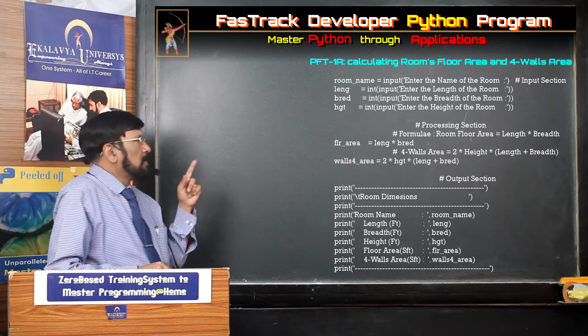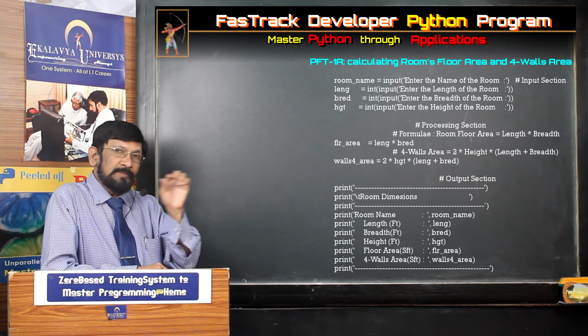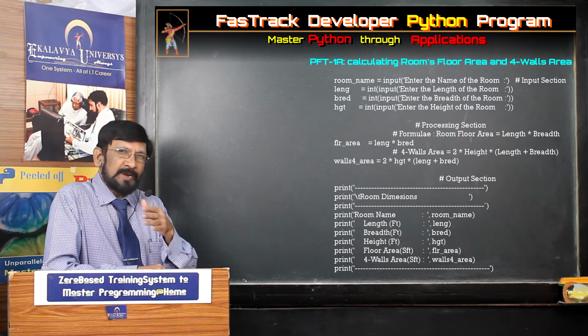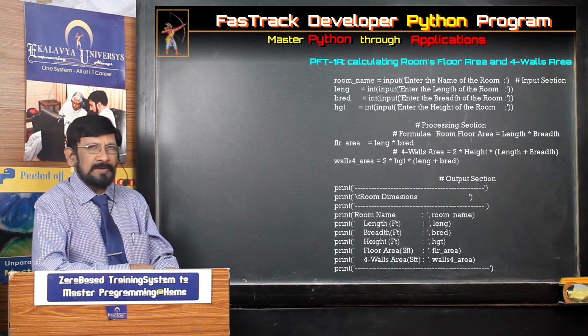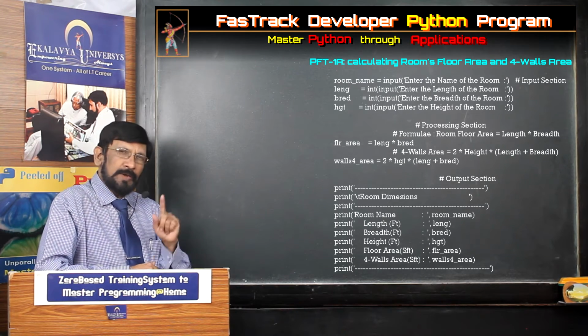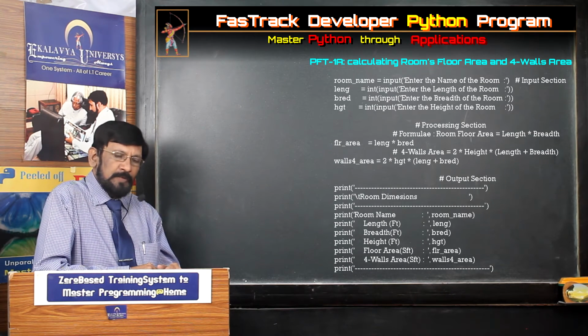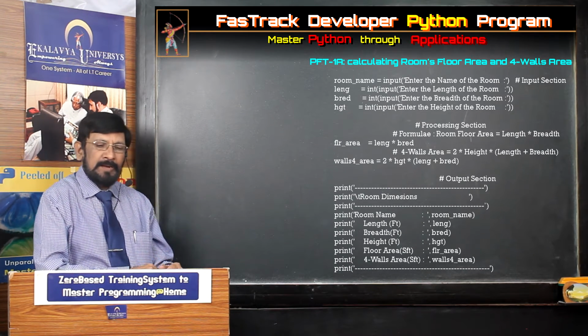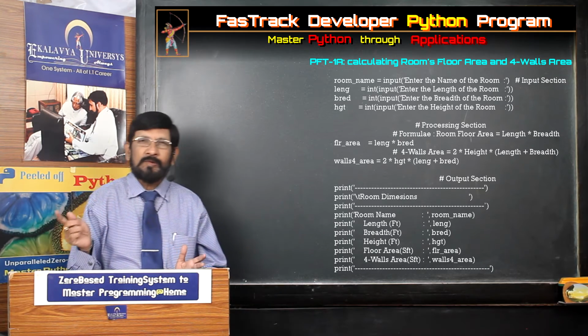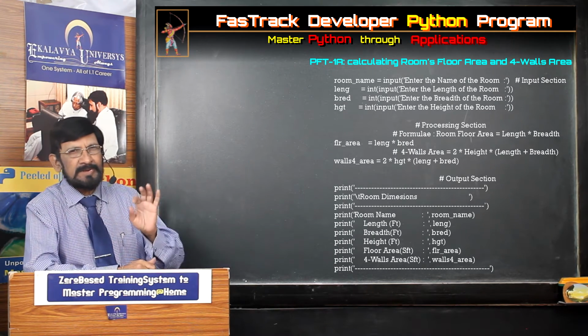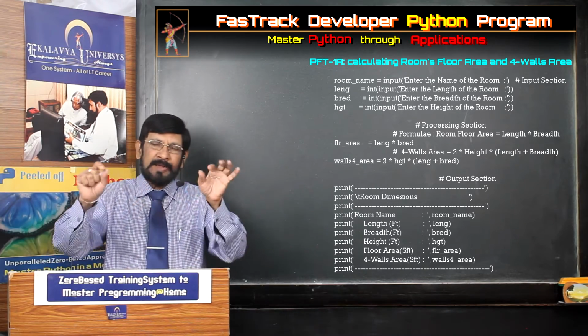In that comment, what are included? The number of the program you include, because there are several levels and a large number of programs are there. So for every program, you write the number of the program, pre-FT1A, calculating rooms, floor area, and that much is enough. Precisely, you write the task of the program.